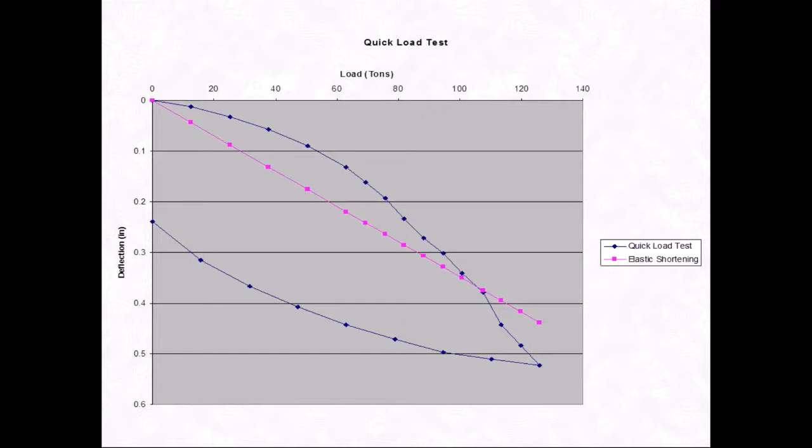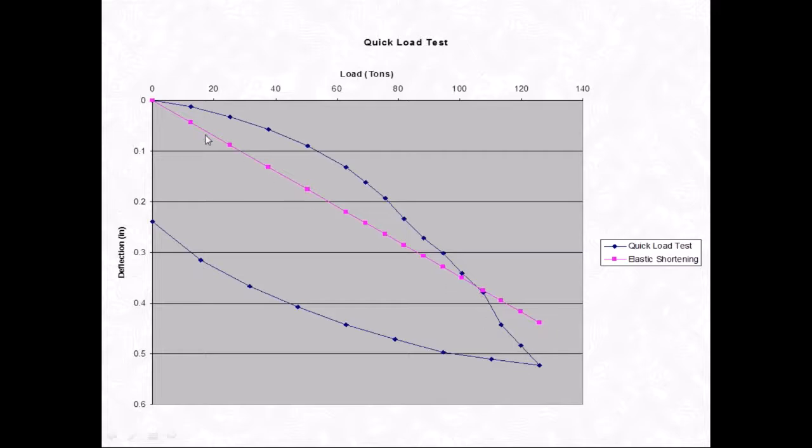This is another test on the same project, a 90-foot H pile. And this is the DOT quick load test. So basically, the pile was loaded up to twice the design load. And then it was unloaded and shows a permanent set, again, of about 1/4 of an inch. In this test here, this took about 8 hours to perform.